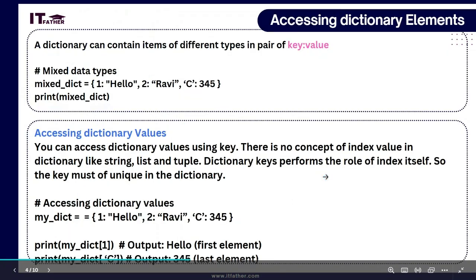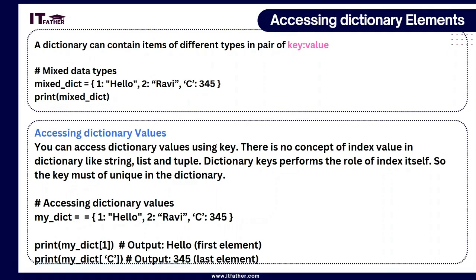Next, a dictionary can contain items of different types in pairs of key value. So we have understood how we can store different types of values and different types of keys. Basically keys must be either integer or string, okay, not floating points and not any other type. A key must be either a string or an integer. A key cannot be a list, but a value can be a list.